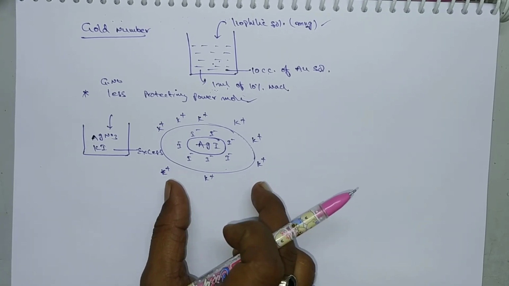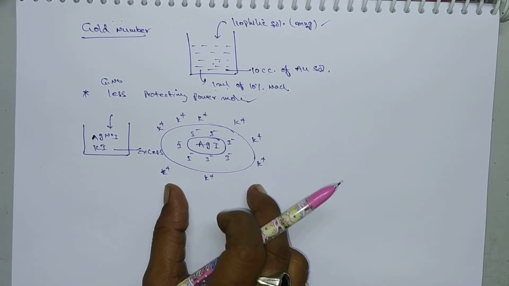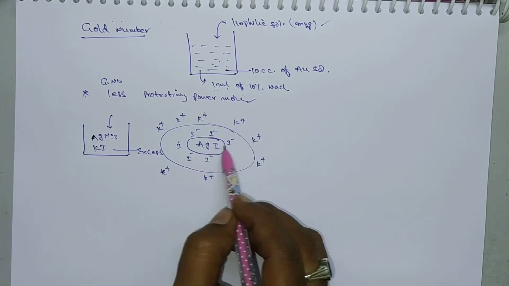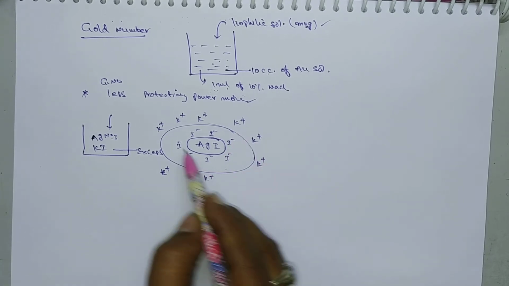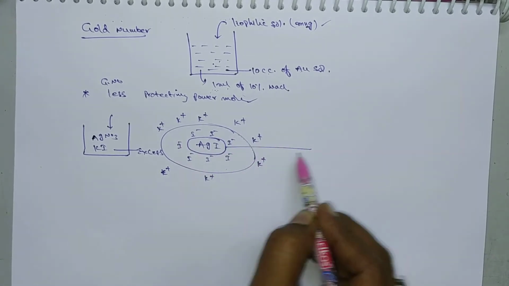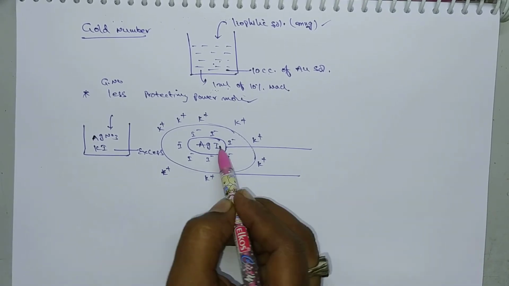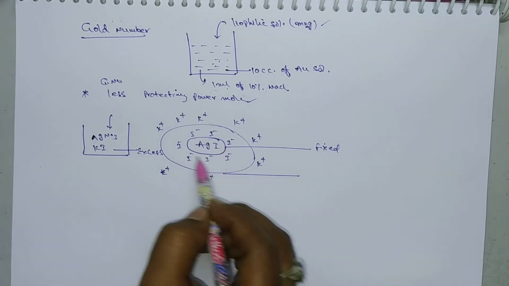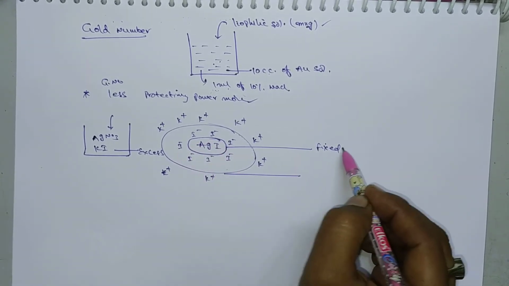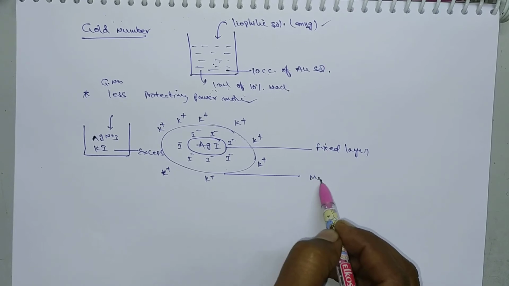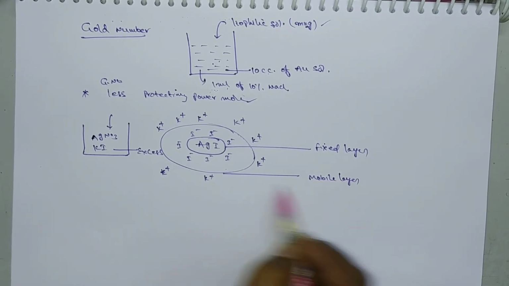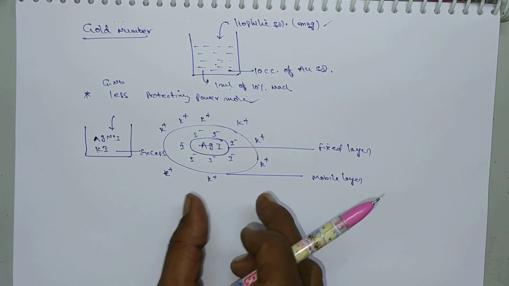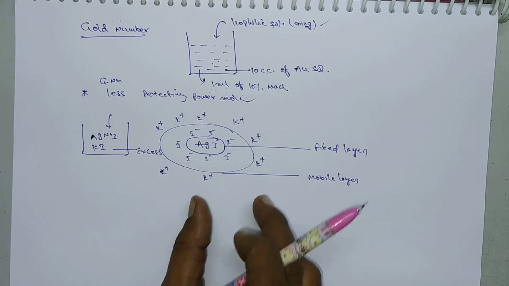This double layer is called Helmholtz double layer. These double layers will have equal and opposite charges. The magnitude of charge will be same, but they will have opposite charges. Due to presence of these opposite charges on the two layers, this is called the fixed layer, which is fixed on the dispersed phase particle, and this is called the mobile layer. So there exist two layers, one is fixed layer, the other one is mobile layer. This theory is given by Helmholtz, so it is called Helmholtz electrical double layer theory.